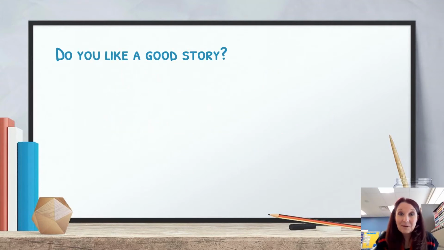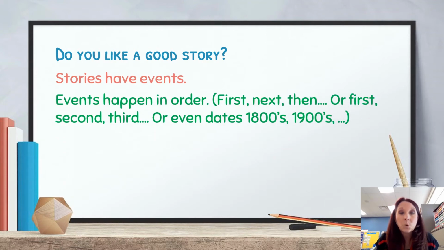I know lots of people like good stories, and I'm sure you're one of those too. Well, a good story has events, and the author puts the events of the story in order. They use words such as first, next, then. You can also use words like first, second, third, like if you're giving directions on how to do something, which would be called a technical text. And the texts that we're going to be reading today have events in order by their dates, like the 1800s or the 1900s.